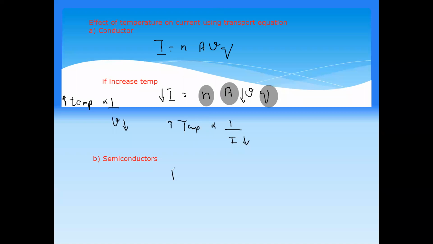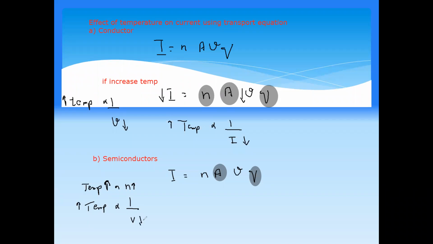But for semiconductors, I = N A V Q. What are the things which are constant? Area is constant and Q is constant. But what things are changing? The drift velocity and the number of charge carriers. If we increase the temperature, the relation with the number of charge carriers is direct for a semiconductor, and the relation between drift velocity and temperature is inverse for any type of material.